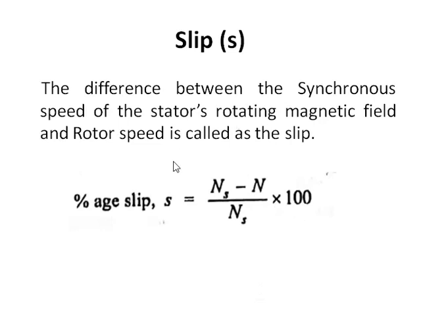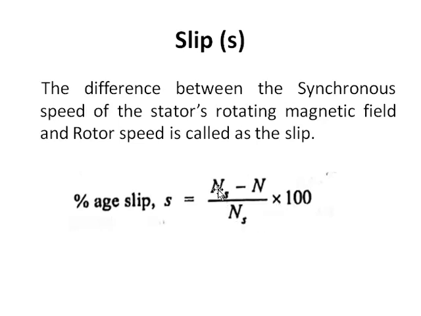We can analyze a few things from this formula. Initially when the supply is given to the induction motor, the rotor is standstill. What is the meaning of rotor standstill? The rotor speed is 0, isn't it? And what would be the slip at the initial start of the machine? ns minus 0 divided by ns into 100, that is ns divided by ns, that is 1. The slip is 100%, and in terms of a fraction, the slip value would be 1.